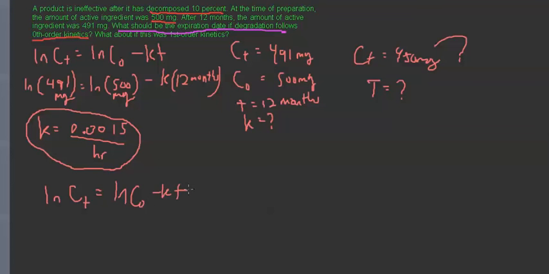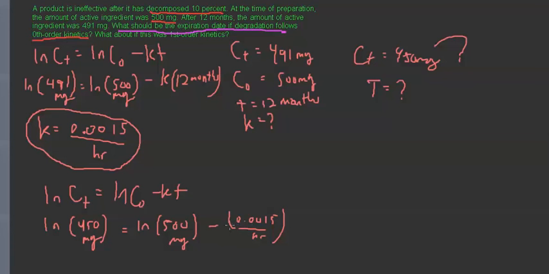Okay, so same thing. We do ln 450 milligrams is equal to ln of the starting amount, which is always going to be the same. You're never going to change your starting amount. 500 milligrams minus K, which we know now is 0.0015 per hour, times the time we want to find out. The only thing that changed is that instead of CT as 491, we have CT as 450 now.